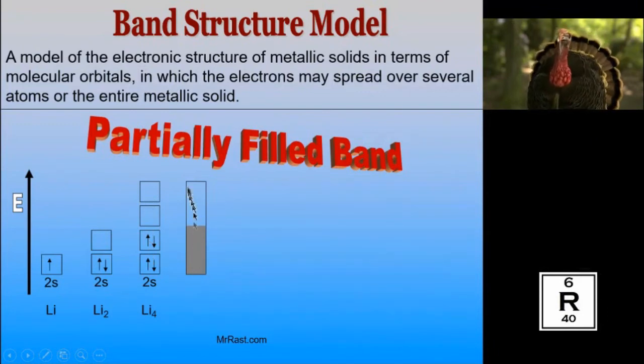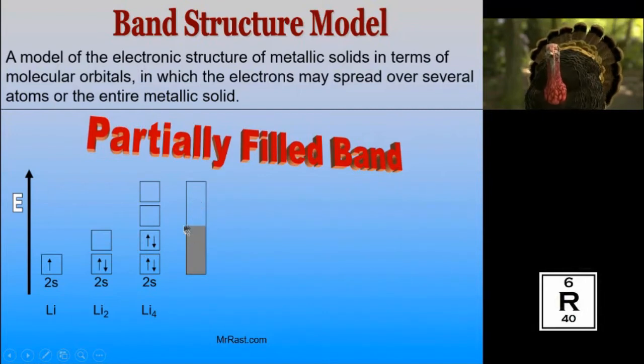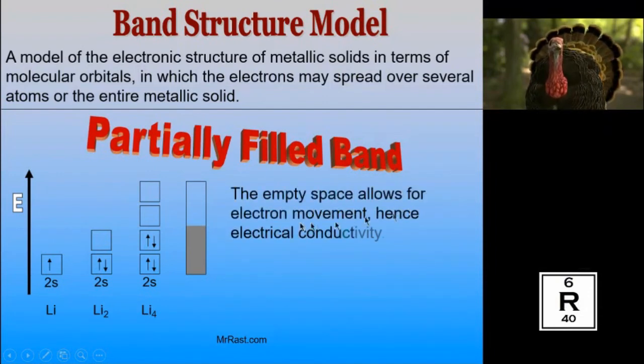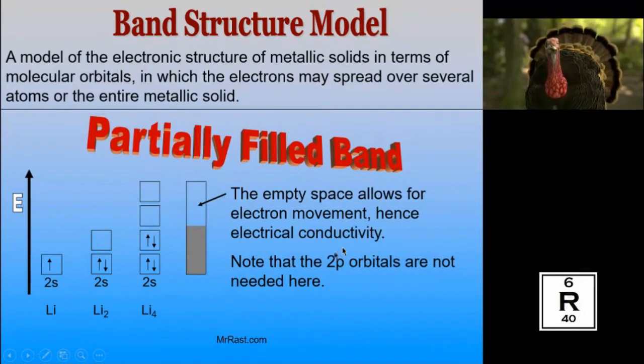This is illustrated with a band, and in this situation you can see that the colored area represents the electrons, and you have this open area which represents open spots for the orbital. If you added some energy here, these electrons would have a place to move, which means the material can conduct electricity because the electrons have space to move. If they were rigid and locked in place, they couldn't conduct electricity. So the empty space allows electron movement, hence electrical conductivity. Note that the 2p orbitals are not needed here, so just the fact that it has the 2s is enough.